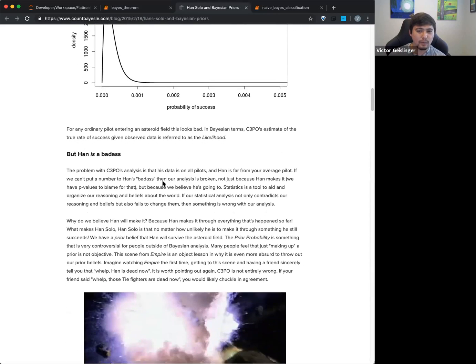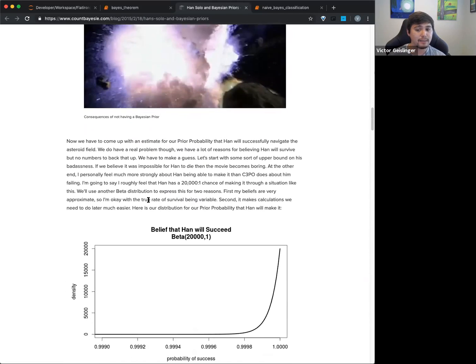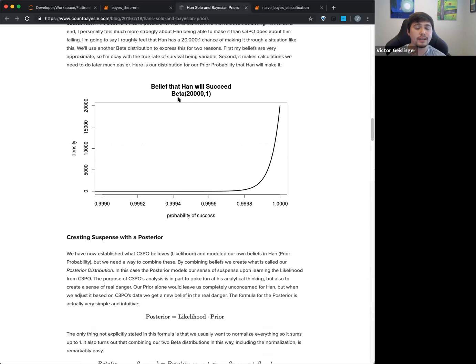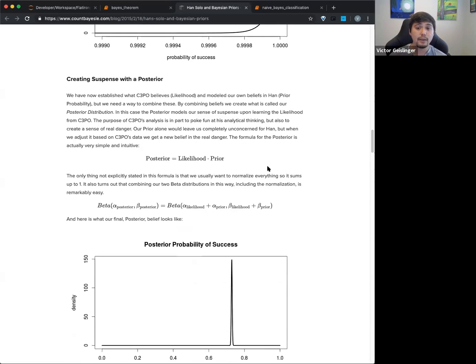This article walks through what that looks like. It's a really easy read, not too much mathematics. Basically he talks about his probability density function, and says, what we really want to find out is the likelihood of Han Solo actually surviving. This is where we have something called our prior, our prior knowledge.